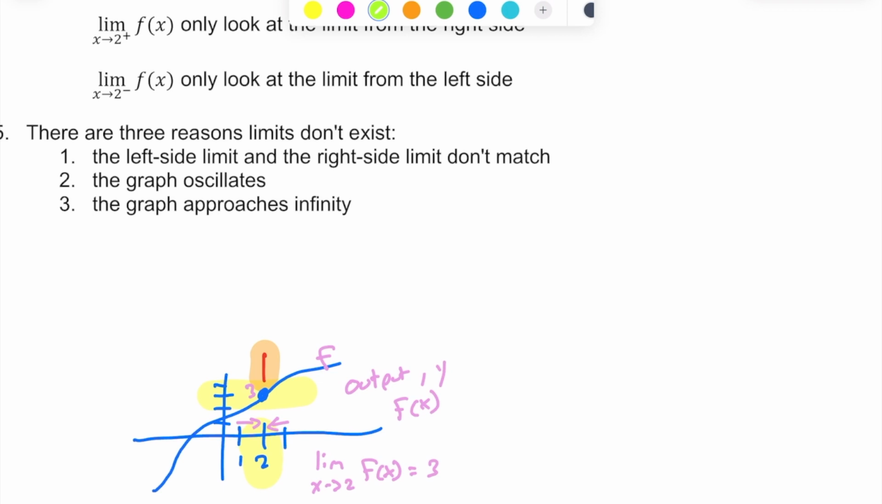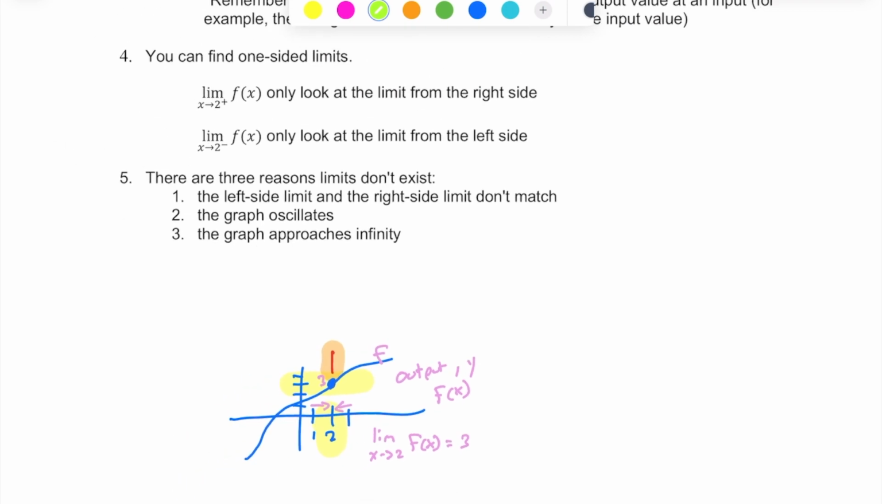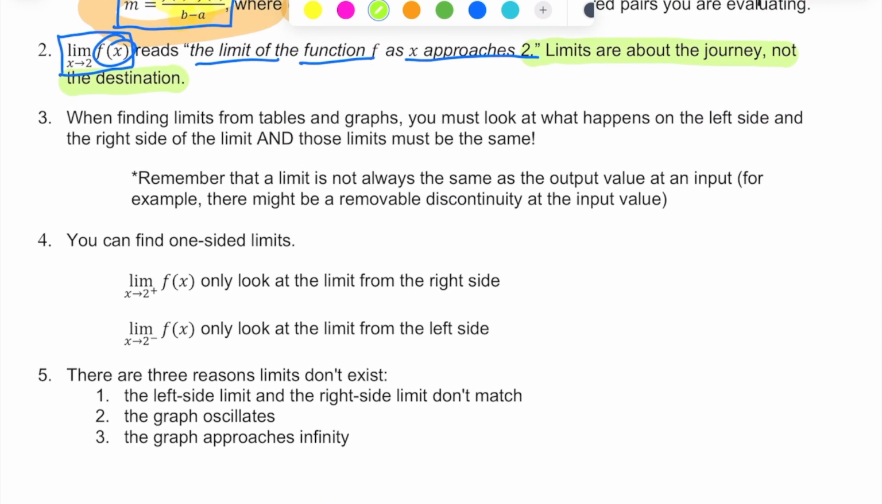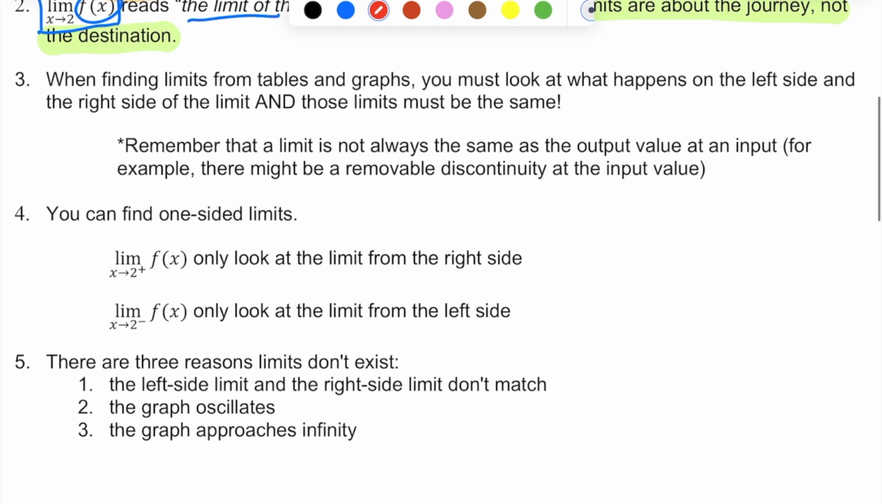Now, if you are brand new to calculus, this is a very weird idea to get a hold of. Limits are not always about finding the value at that number. It's about what's happening as you approach or get closer and closer to that number. Now, what's really important is that when finding limits from tables and graphs, and AP Calculus will ask you to look at tables and graphs to find limits, you must look at what happens on both the left side and the right side of the number you're approaching.